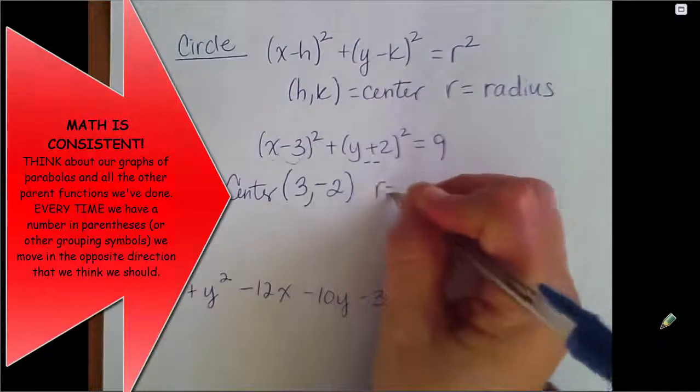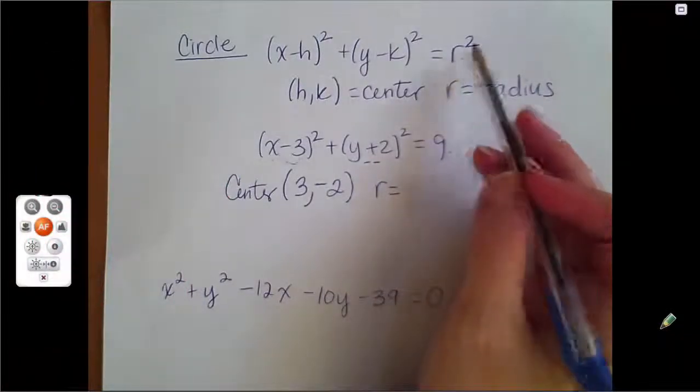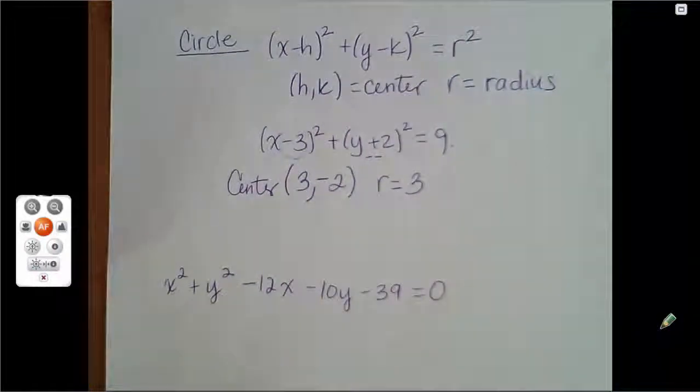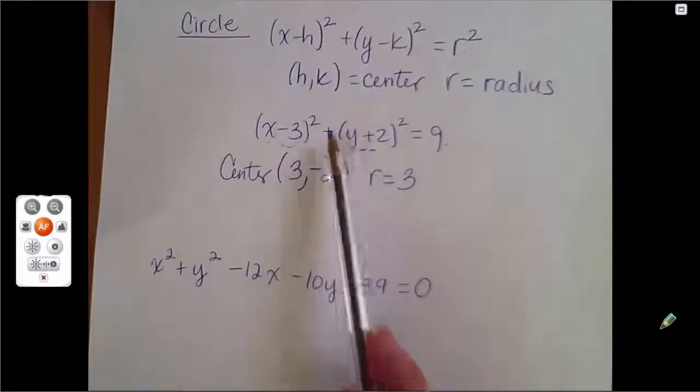The radius is the square root of 9 because this number represents radius squared. Undo squaring by square rooting. The radius is 3. Now the reason that they'll put a random circle question in Algebra 2 is they want to make sure that you can go from something that looks like this to the general form of a circle.